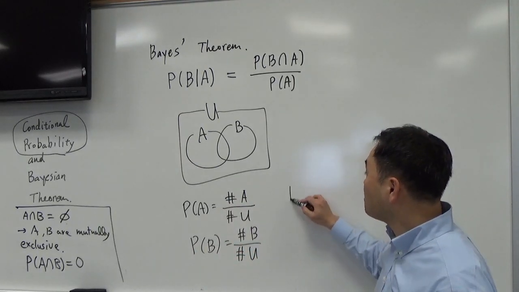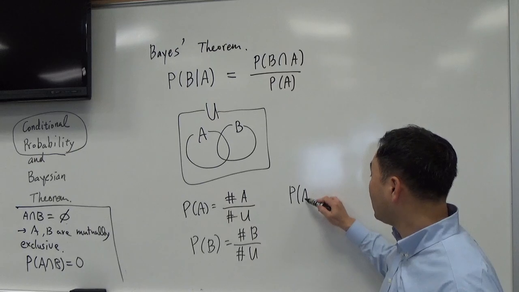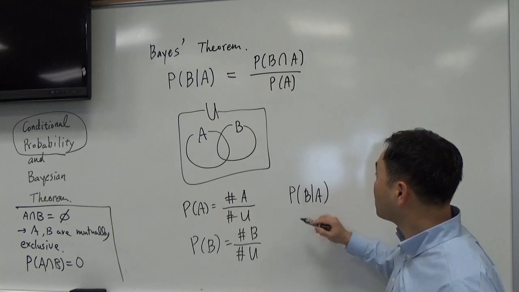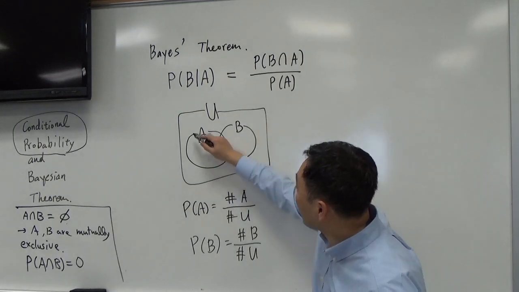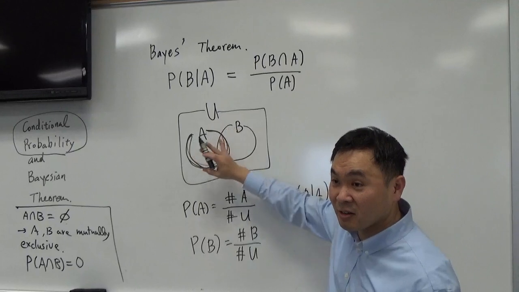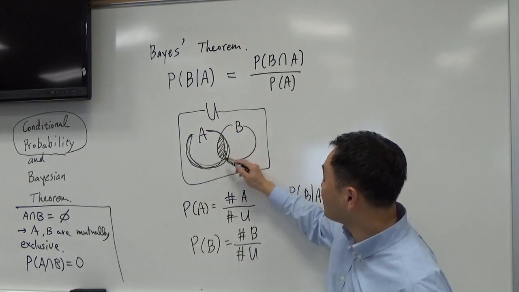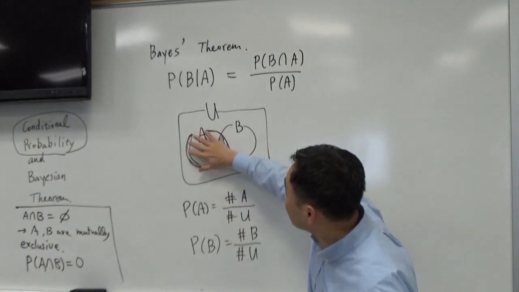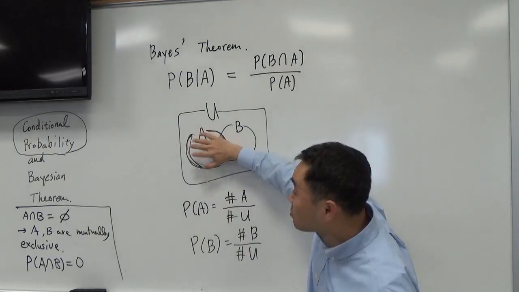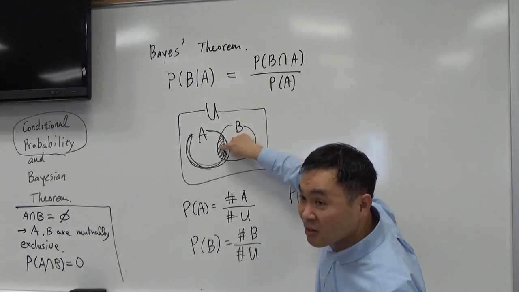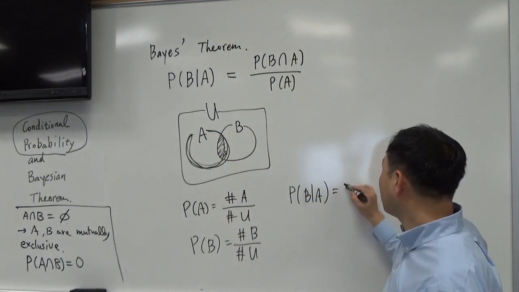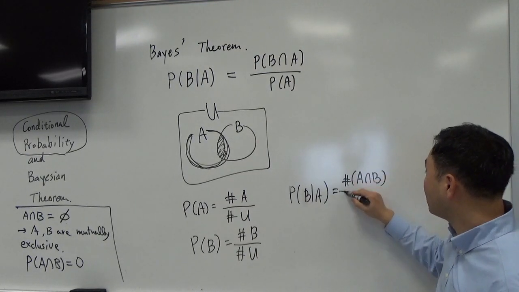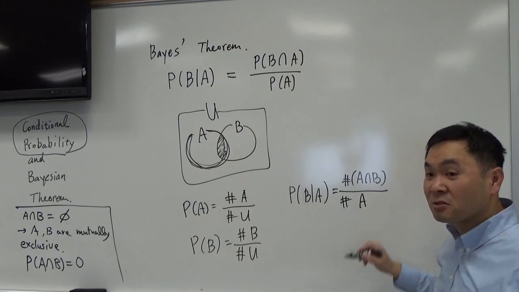But then what is P(B under A)? Let's think about that. Well, I know that A is now the set, right? And this much is B and A. So if now we are restricted to A, what's the probability that you'll be in B? Well, that's the number of people in A and B divided by the number of people in A. Isn't that right?